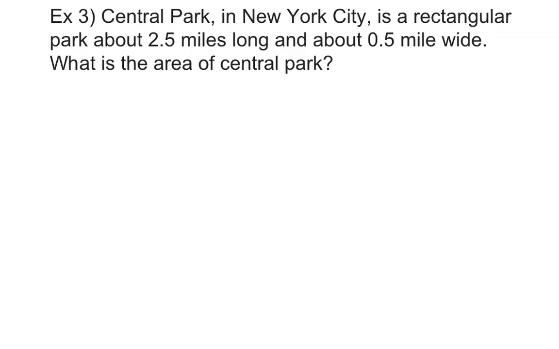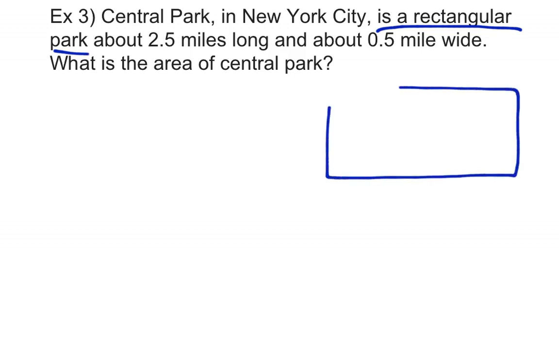Okay. Now we're going to do it together. So you don't need to do this, but as a visual, it does tell me that this park here is a rectangular park. So if I wanted, I could go ahead and draw this. Okay, here's my rectangle. We're going to say that that is Central Park in New York City. And what it's telling me here is that the park is 2.5 miles long. Okay, so that's 2.5 miles long. Okay, and it says that is 0.5 miles wide. Okay, and they want me to find the area of this thing.